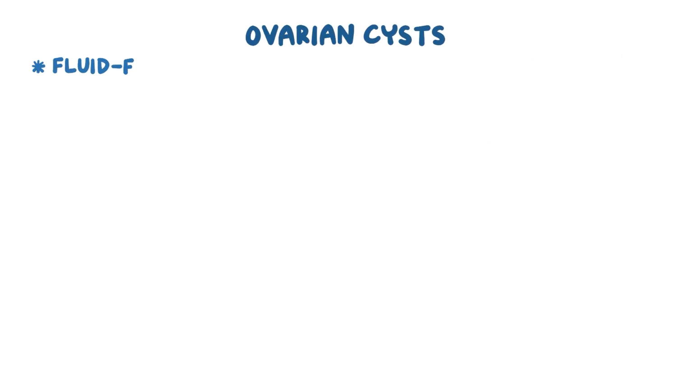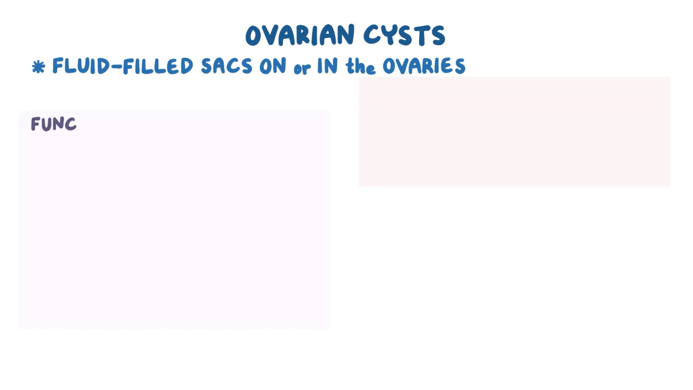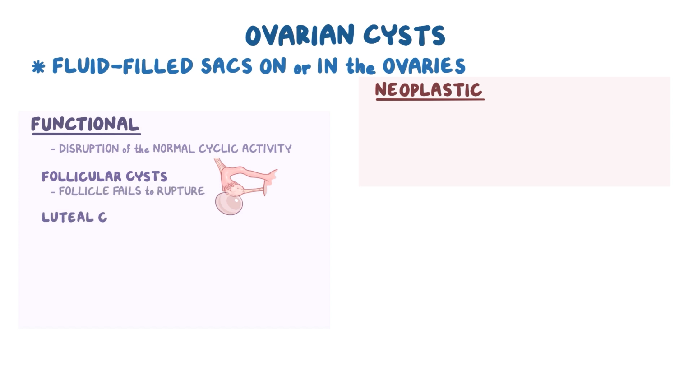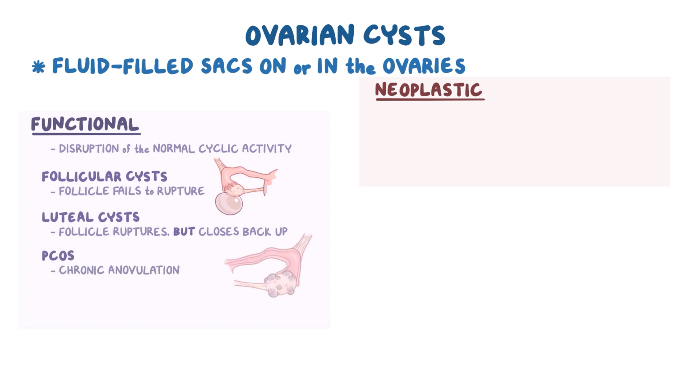Alright, as a quick recap. Ovarian cysts are fluid-filled sacs on or in the ovaries. They can be broadly grouped as functional and neoplastic cysts. Functional cysts result from a disruption of the normal cyclic activity of the ovaries, and they include follicular cysts, which occur when the follicle fails to rupture before ovulation, and luteal cysts, which is when the follicle ruptured but then closed back up.